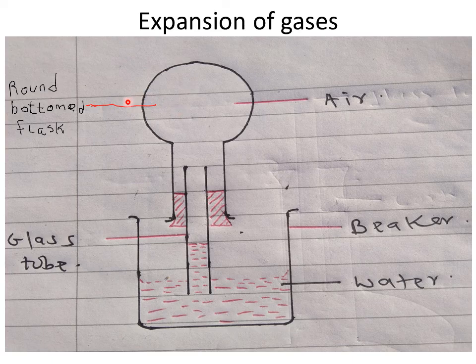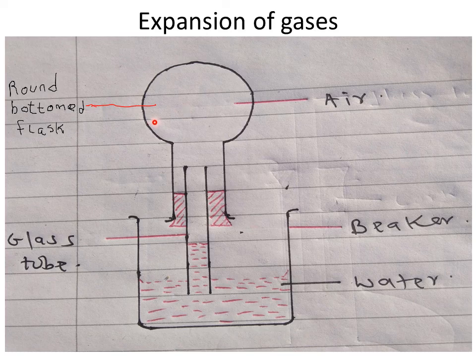The apparatus required: one is a round bottom flask, round bottom because the bottom is actually circular or round. Then the other apparatus that we need: a glass tube, a cork, and a beaker filled with some water. In this experiment, the apparatus are arranged as shown in this diagram.